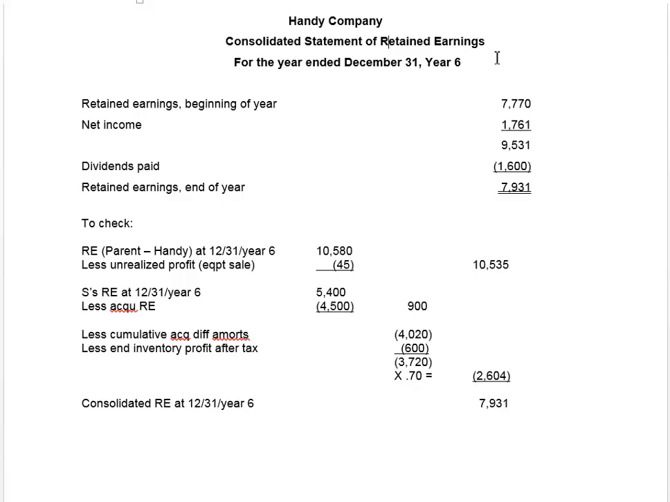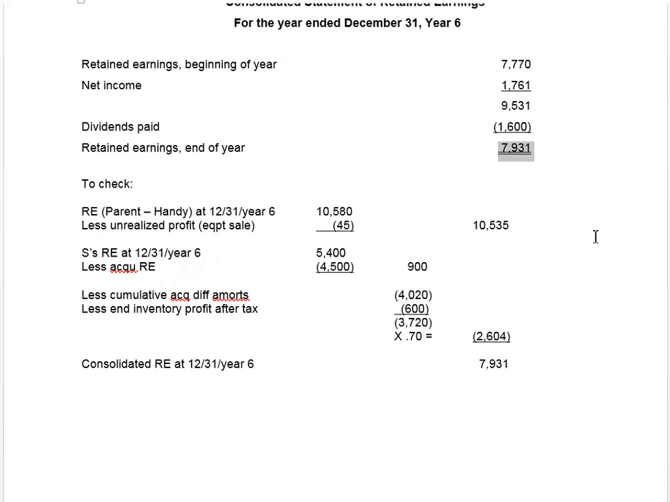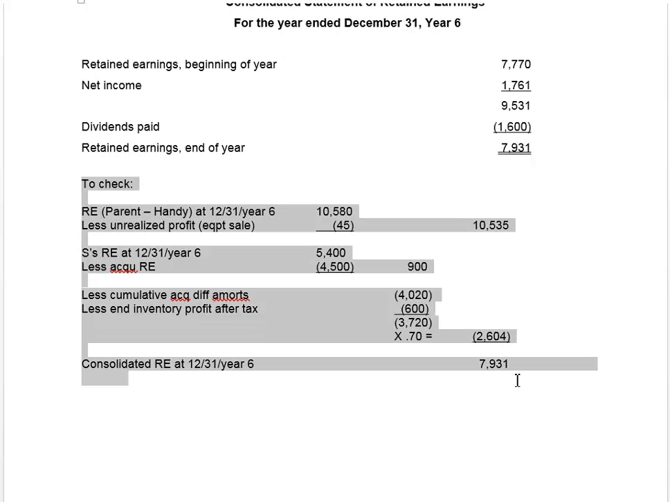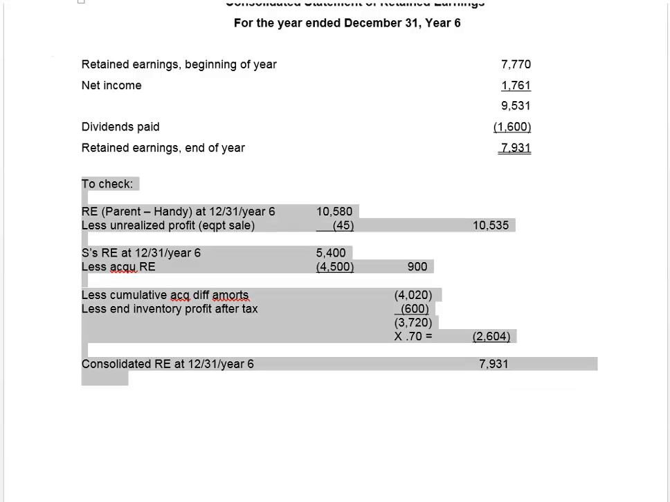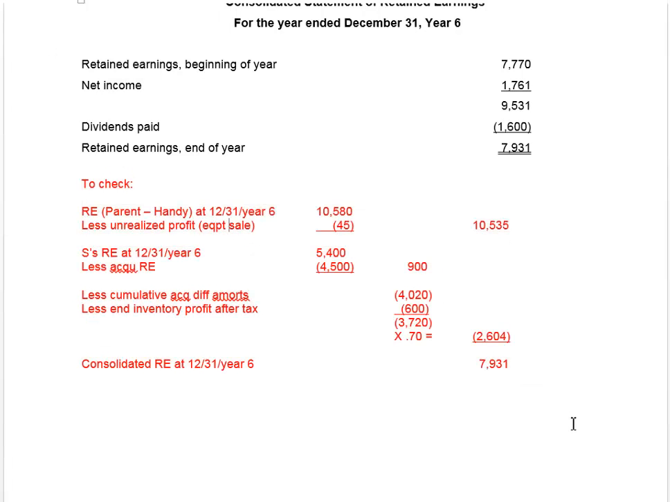And then we're going to deduct any dividends declared by the parent to its shareholders, which was $1,600. So we're going to get retained earnings at the end of the year of $7,931. Now, sometimes students like to check that. Not a problem. So I've got the check figures here. I'll just put them in red. We don't want to throw anything askew.